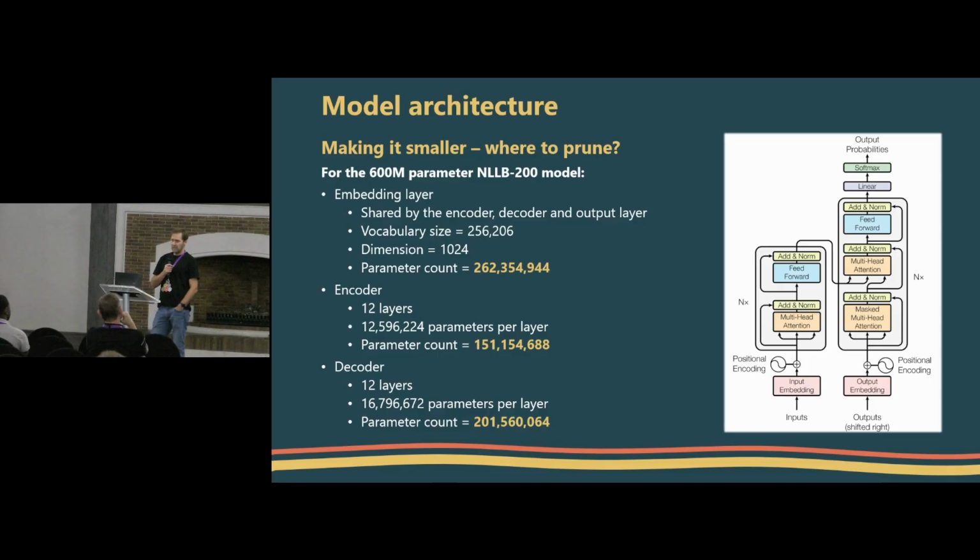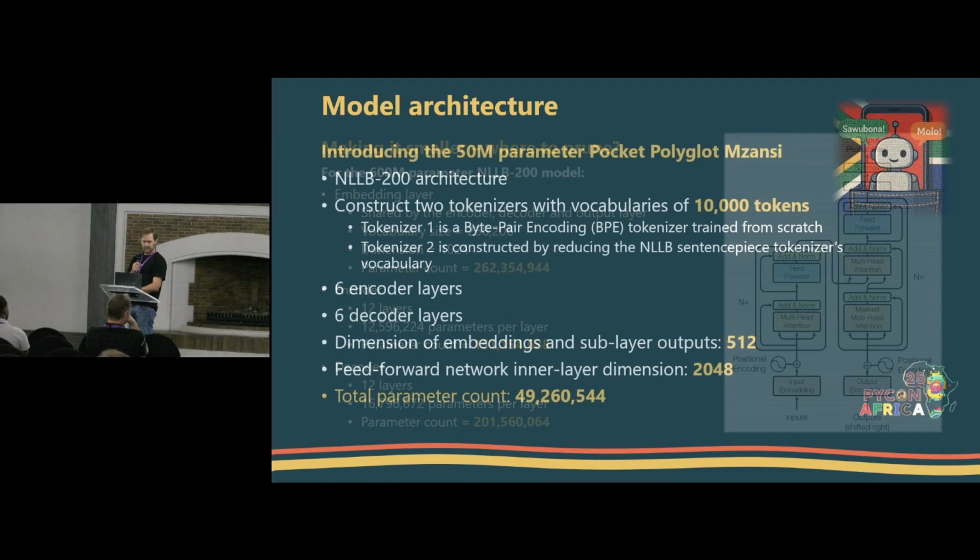And then the encoder and decoder each consist of 12 layers, and each layer is about 12-odd million parameters in the encoder, a little bit more in the decoder. So they contribute 150 million and 200 million parameters respectively.